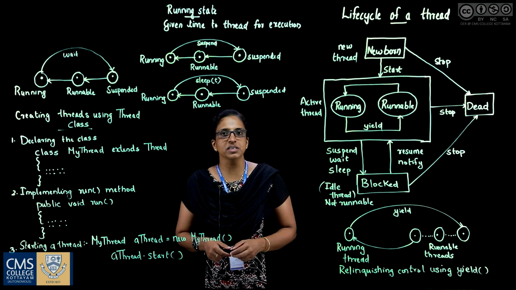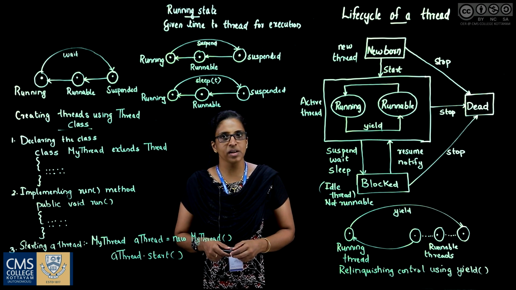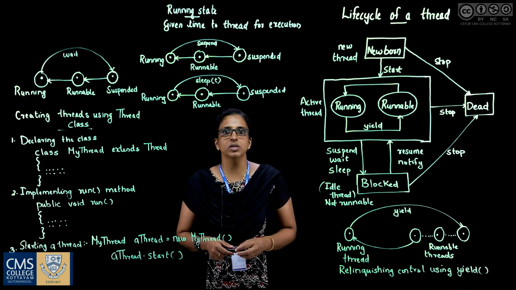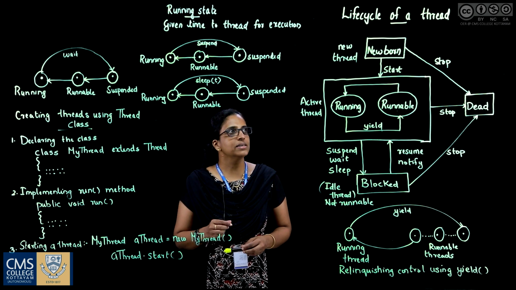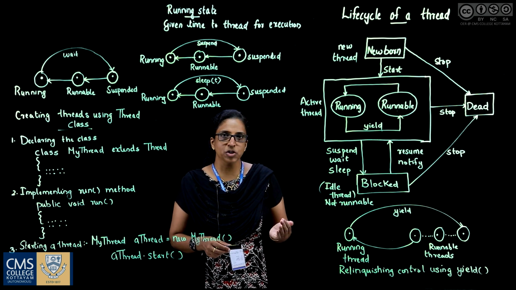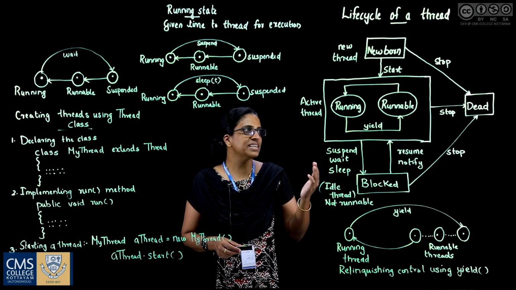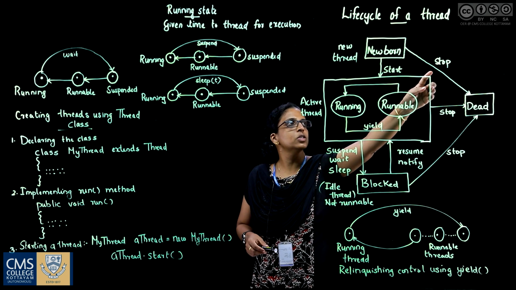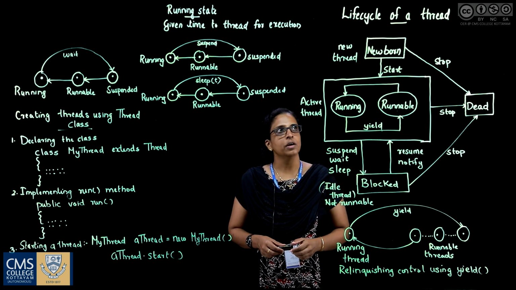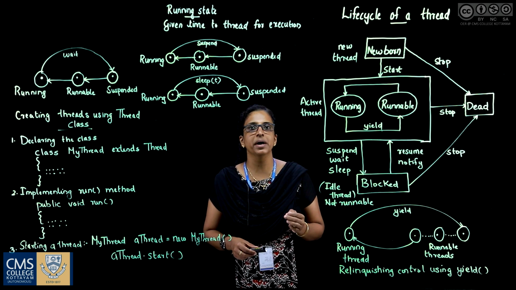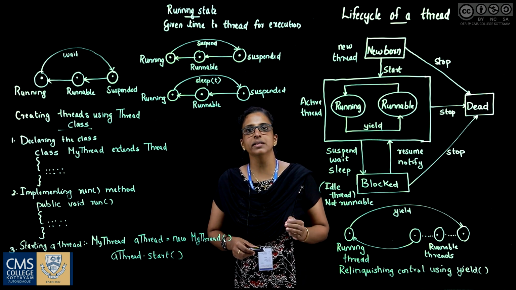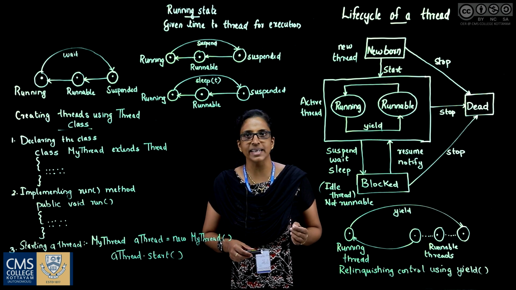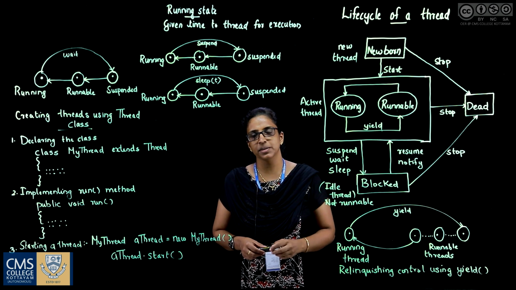When a thread object is created, it is born and it enters the newborn state. In this newborn state, the thread is not yet scheduled for running. At this stage, we can either schedule it for running or we can kill the thread by calling the stop function. We can schedule the thread for running by calling the start method. If the start method is called, then the thread enters the runnable state.